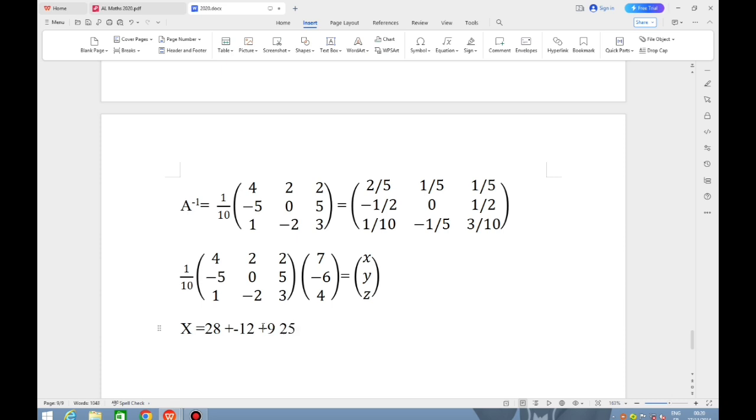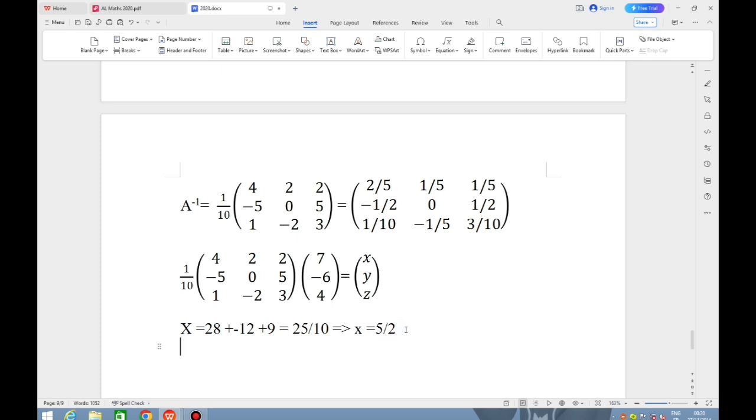Is equal to 25, and of course let's not omit times 1 on 10, so that's going to give us 25 on 10, or 2.5. This is equal to 5 on 2. So this is the value of x. X is equal to 5 on 2. Now we do the same for the value of y.